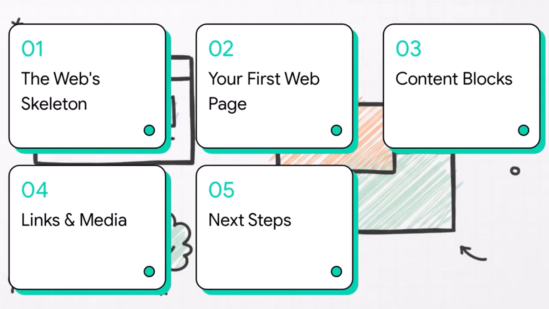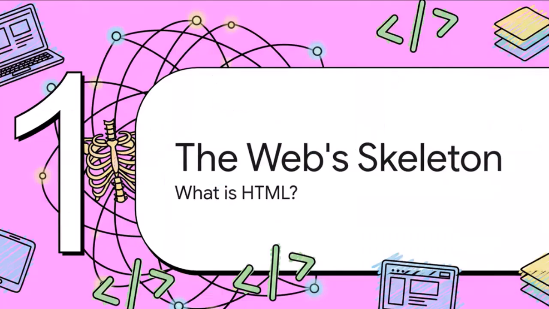So, here's our game plan. First, we'll figure out what HTML really is. We'll call it the web skeleton. Then, we're going to roll up our sleeves and actually build a basic web page from scratch. After that, we'll start adding stuff like text and lists, make it interesting with links and images, and finally, I'll point you in the right direction to keep your journey going. Okay, let's get into it.